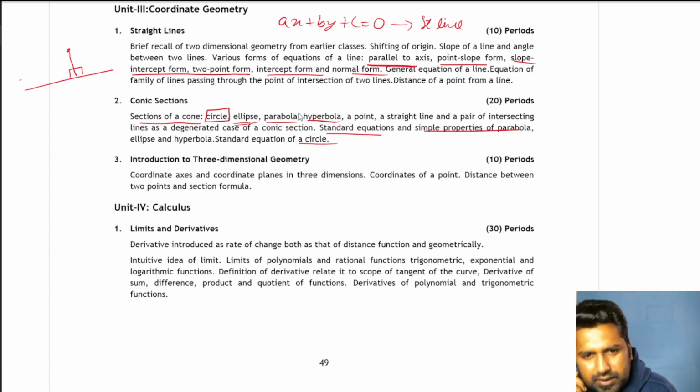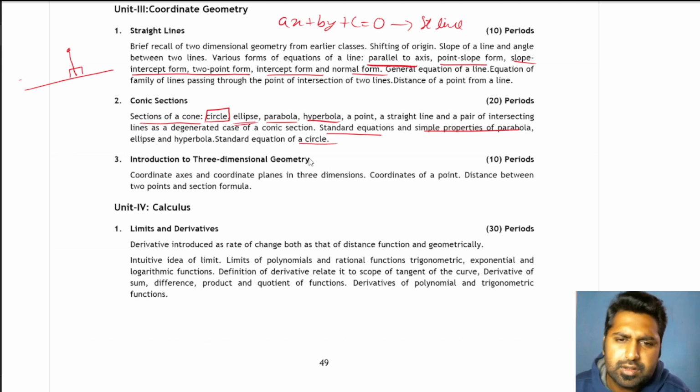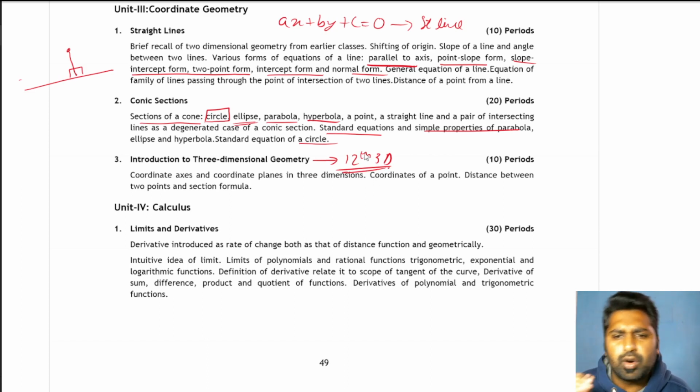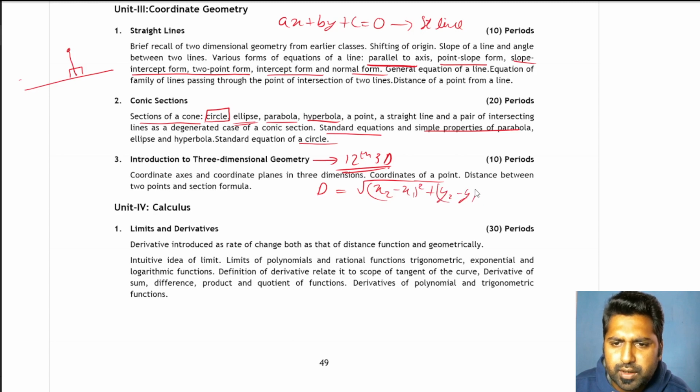Introduction to 3D: I'll say this one will be combined with 12th 3D as such, because this one is very simple. It's just an extension of basic coordinates. Whatever you have studied in X and Y, the same thing will be extended to Z. I'll give you an idea. Distance formula, that's from your standard grade: root of x2 minus x1 square plus y2 minus y1 square. That's if the point is in the xy plane. What if it is present in 3D?